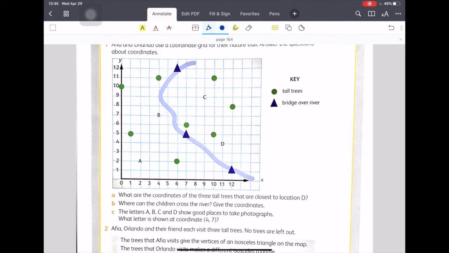A. What are the coordinates of the 3 tall trees that are the closest to location D? Now I want your attention that location D is here, and I need you to determine which 3 dots, or which 3 circles, green circles, are the closest to location D.